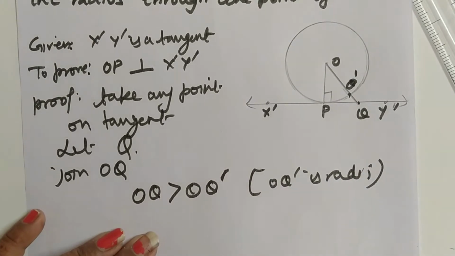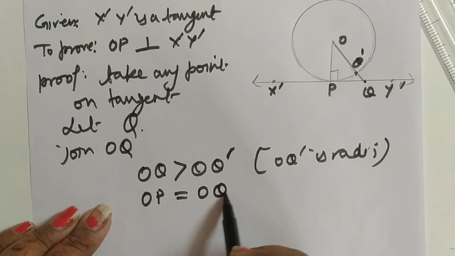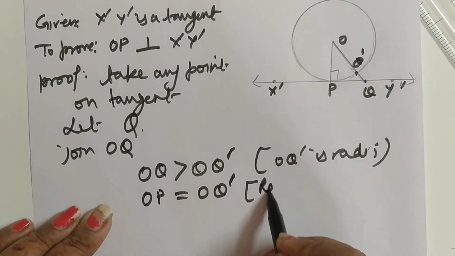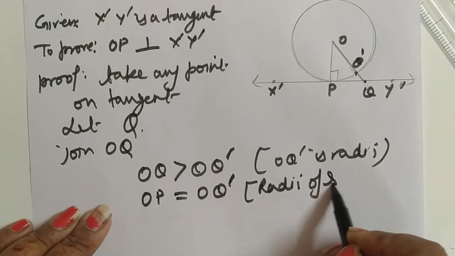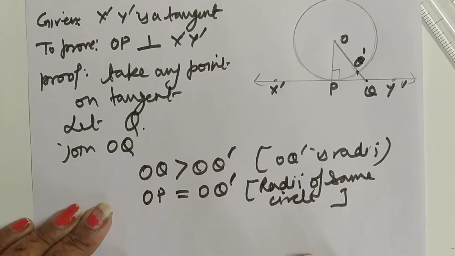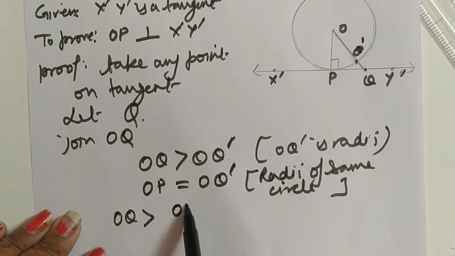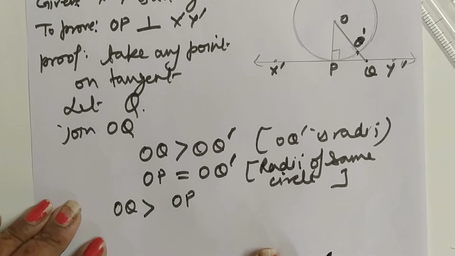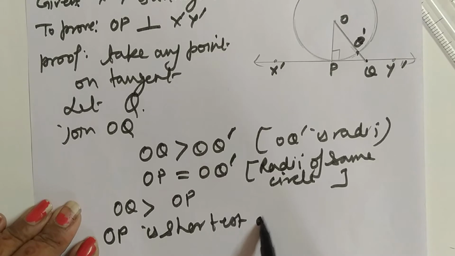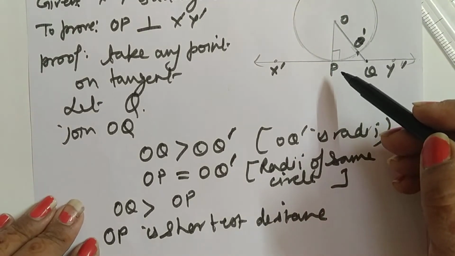Now what we can see here is that OP is also equal to OQ'. Why? Radii of the same circle. So we can say that OQ is greater than OP. Instead of OQ', we have written OP, so we can find OP is the shortest distance between the tangent and the boundary of the circle.